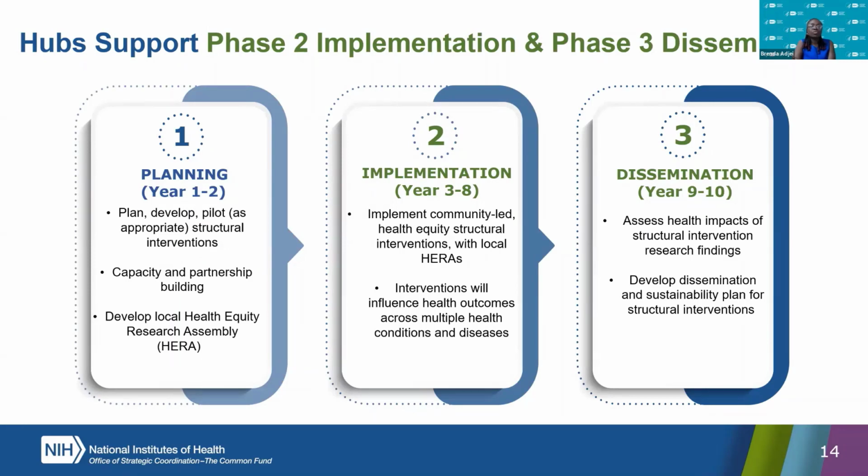The Hubs will play a critical role in the implementation and dissemination phases of the CHESI projects. Together with their CHESI partners and coordination center, Hubs will employ strategies that are responsive and adapted to the needs of the CHESI projects and the diverse communities they serve. Phase 2 will be from years 3 through 8, and during this phase, scientific support will focus on implementation of the structural interventions. These interventions will influence health outcomes across multiple health conditions and diseases. The final phase of ComPASS, phase 3, will cover years 9 through 10 and will be dedicated to assessment, dissemination, and sustainability for the structural interventions. Next slide.